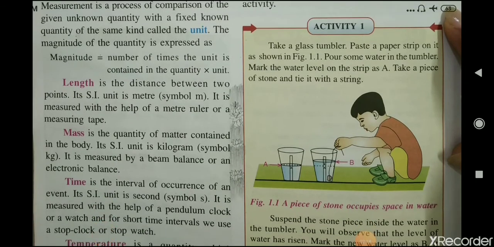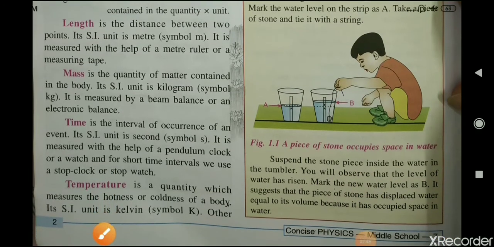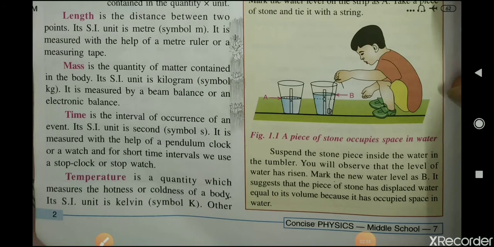Take a glass tumbler and paste a paper strip on it as shown in the figure. You can see in this figure a paper strip is pasted here. Now pour some water in the tumbler. Mark the level of water on the strip A. Take a piece of stone and tie it with a string. With the help of the string, suspend this piece of stone inside the water in the tumbler. You will notice that the level of water will rise, and the level of water now is at B.